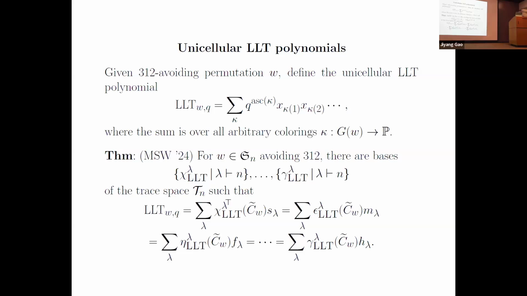Let's call these traces LLT analogs of the standard bases of the trace space. So expansions of unicellular LLT polynomials in the Schur basis, binomial basis, and forgotten basis yield coefficients which are evaluations of LLT analogs of irreducible characters, induced sign characters, and induced trivial characters, respectively.